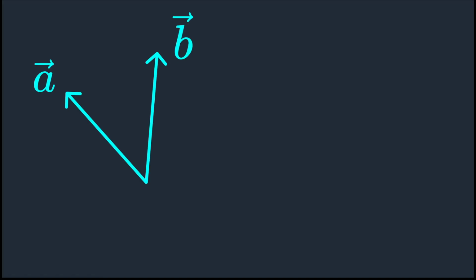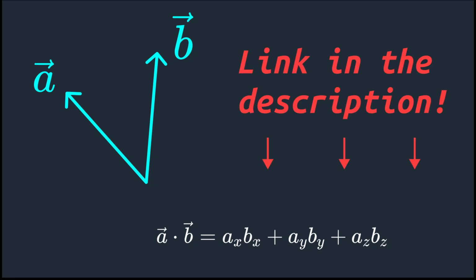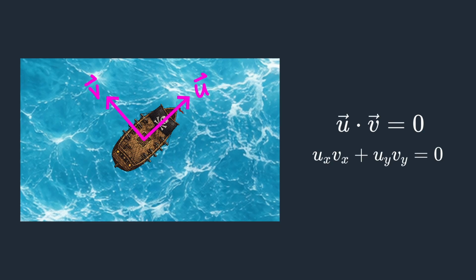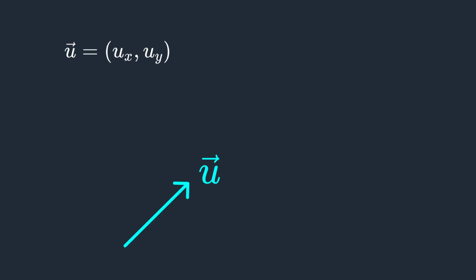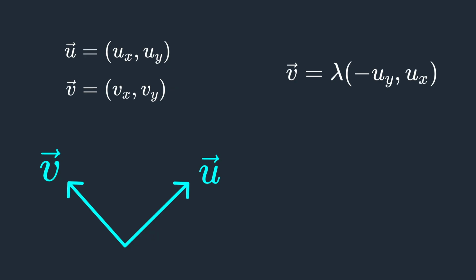If you've seen my dot product video, you'll know that the dot product measures how much one vector points in the direction of another. Since we want to find a vector v that is completely independent of the ship's forward direction u, its projection onto u must be 0. Or in other words, their dot product must be 0. A simple way to satisfy this equation is to choose the components of v so that the two terms cancel each other out. We can achieve this by swapping the components of u and negating one of them, producing a family of solutions in this form, where lambda is any scalar value.